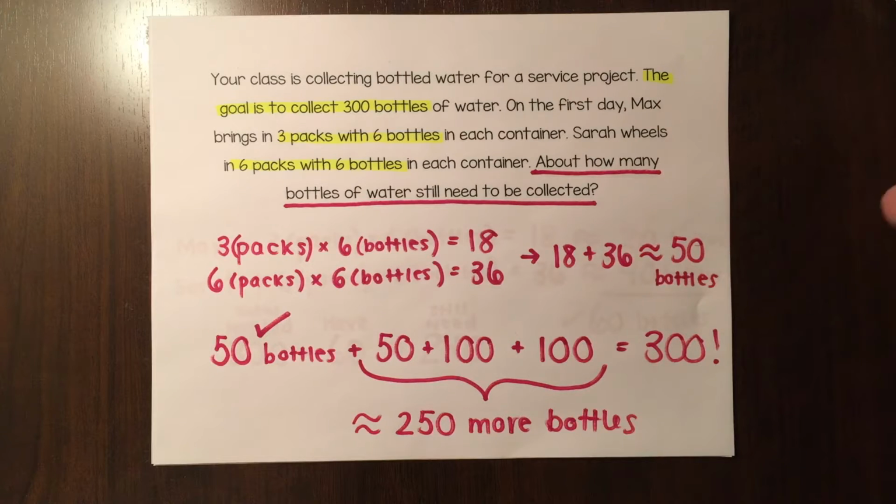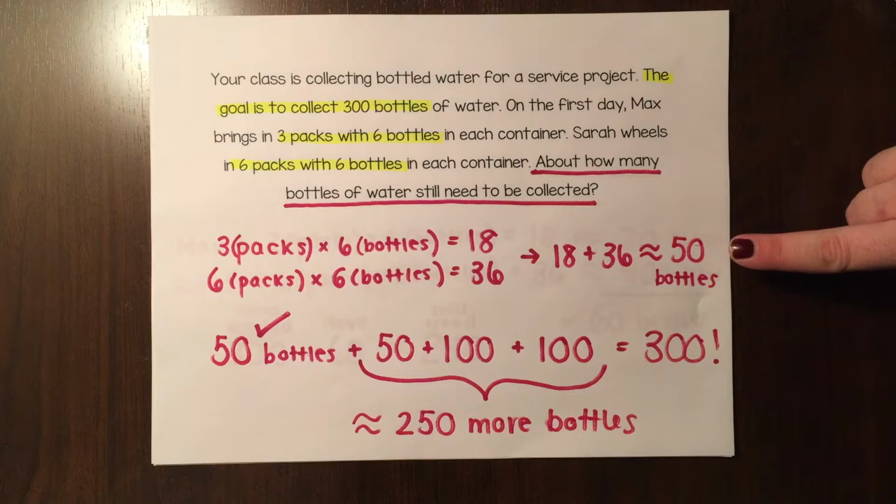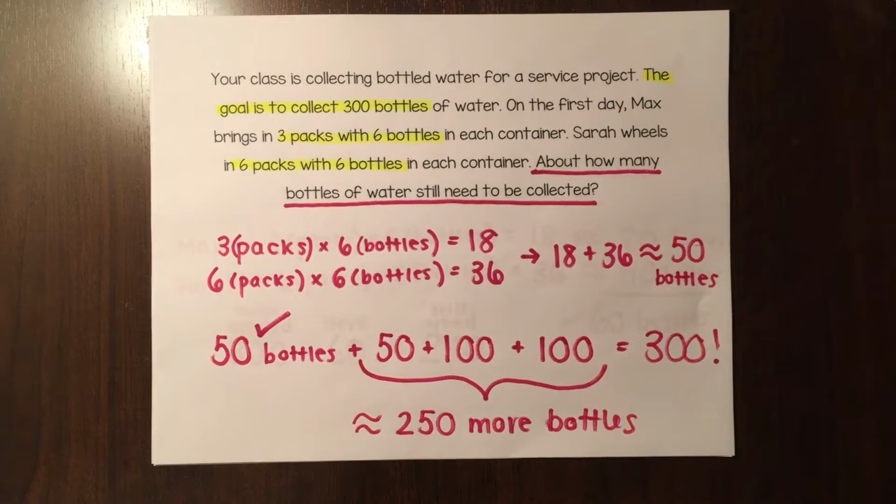Adding these two numbers, 18 plus 36, we can estimate that this will be around 50 bottles that we have already collected. Therefore, using a counting up strategy, we know that we already have 50 bottles of water. We know we can use another 50 to get to 100, another 100 to get to 200, and a last 100 to get to 300. 300 is our goal. Therefore, without the 50 bottles we already have, 50 plus 100 plus 100 gives us about 250 more bottles needed.